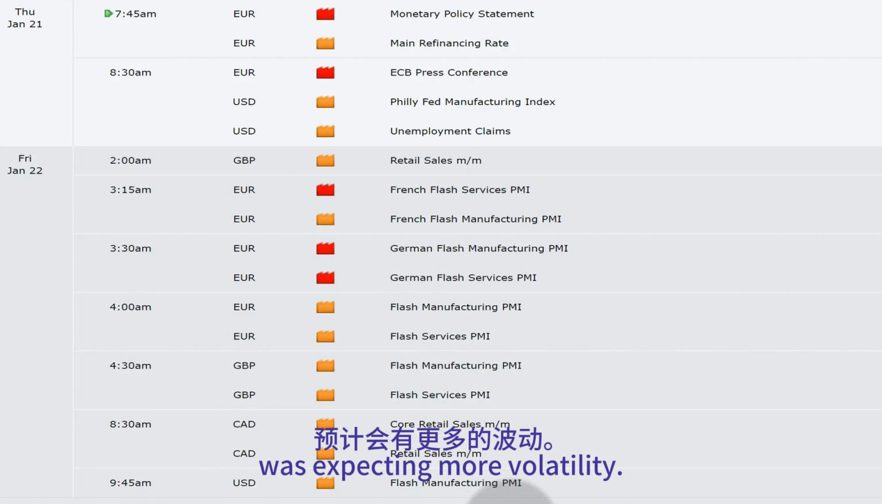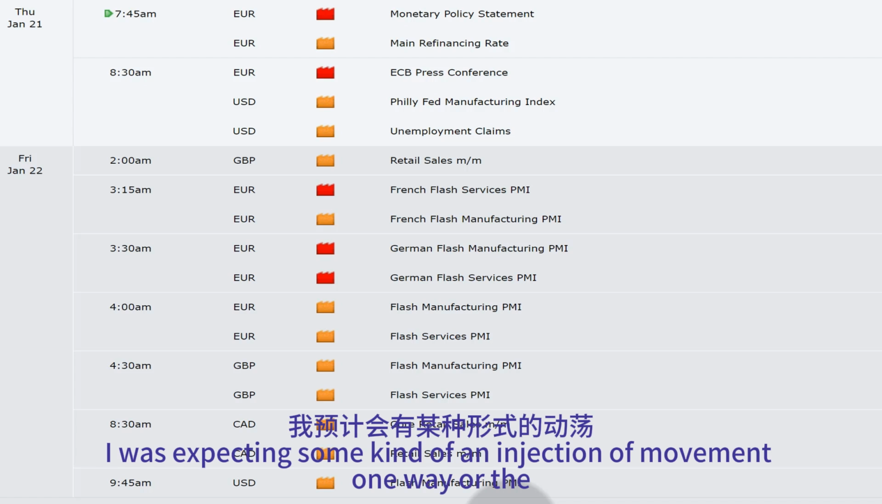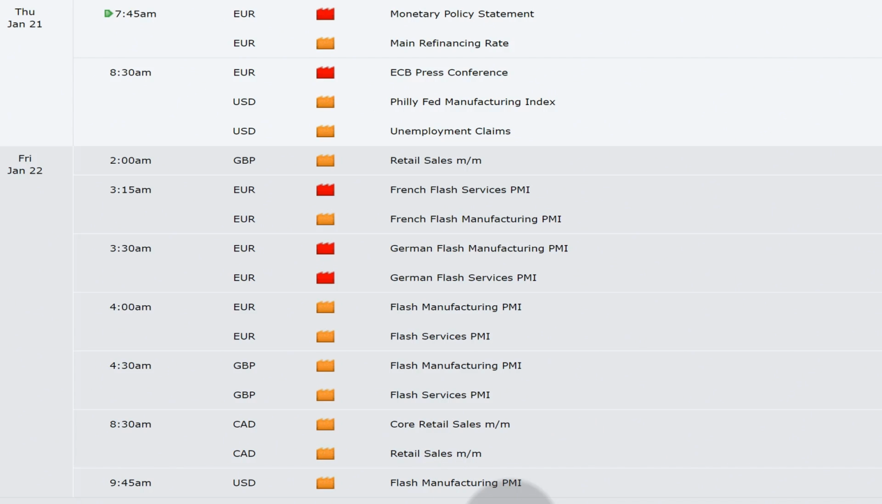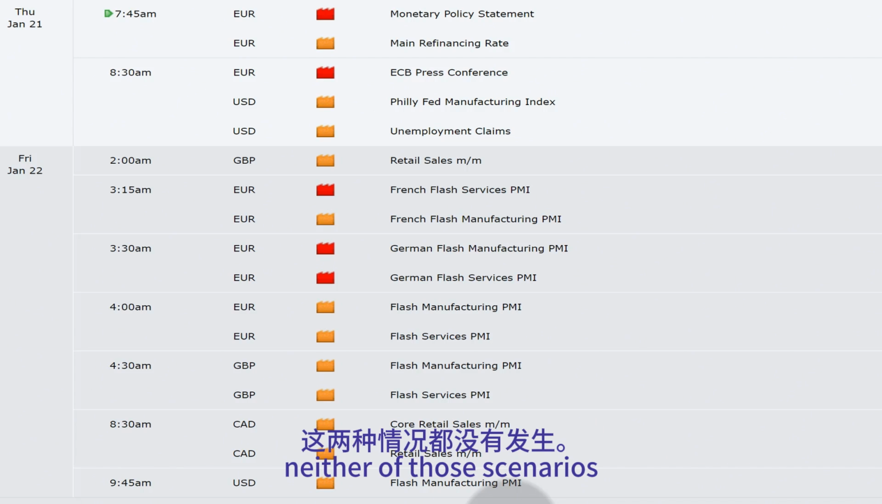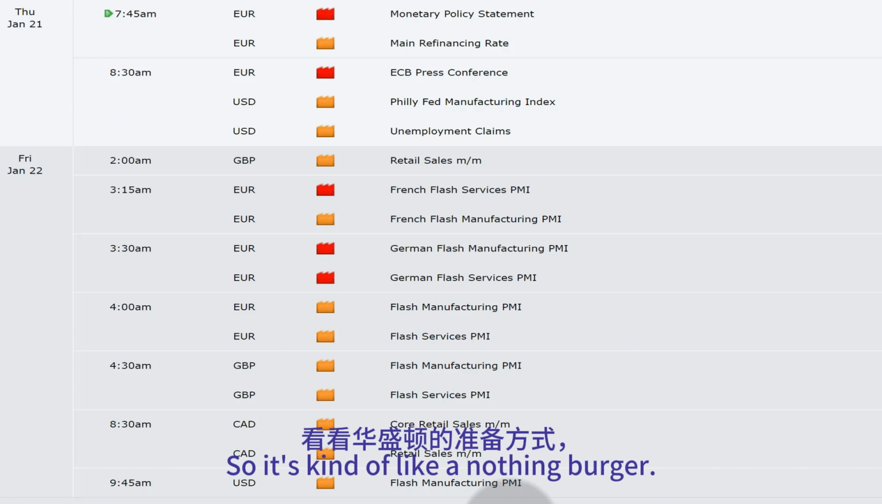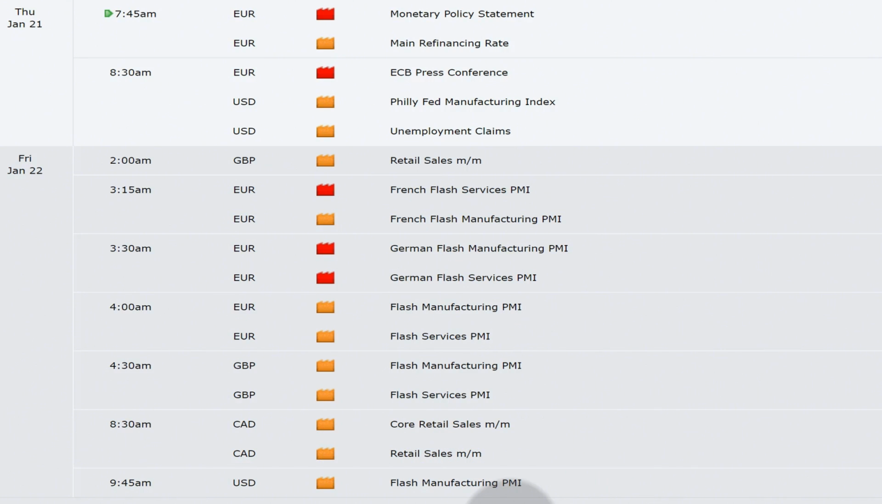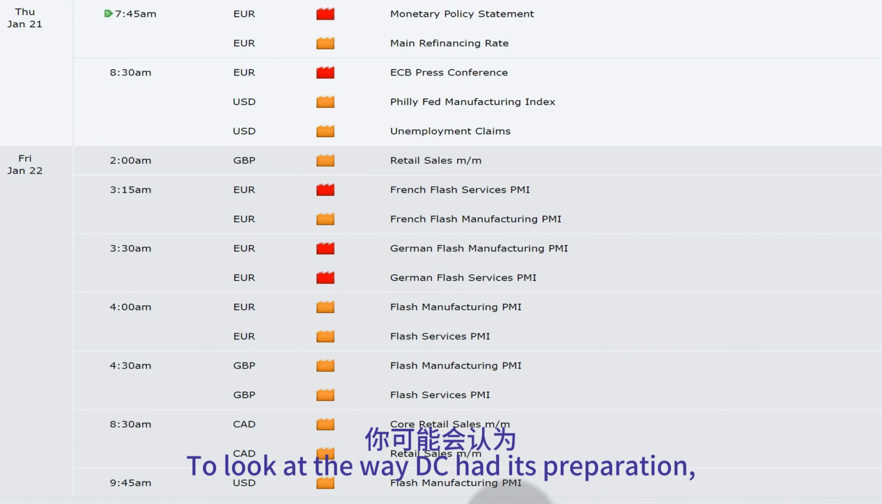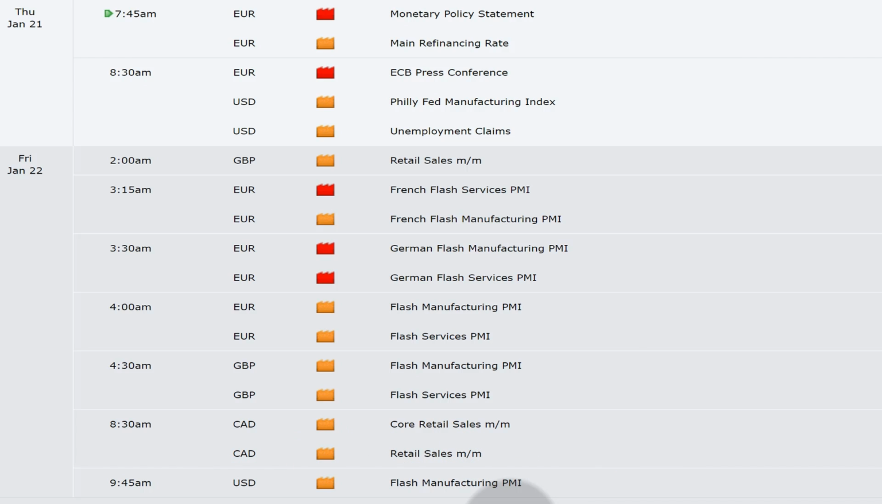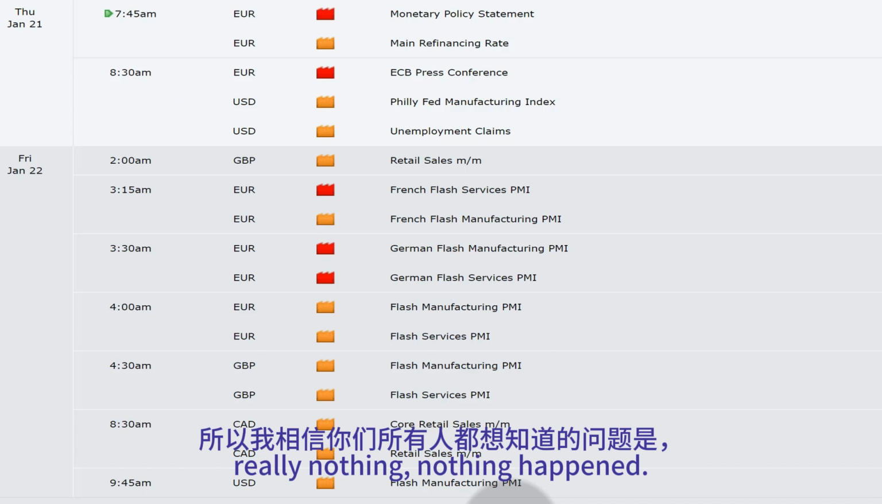I was expecting more volatility. I was expecting some kind of an injection of movement one way or the other, even if it was to go both sides and back into the middle. Neither of those scenarios happened. So it's kind of like a nothing burger. To look at the way DC had its preparation, you would have thought China or Russia was invading. And it's just really nothing happened.